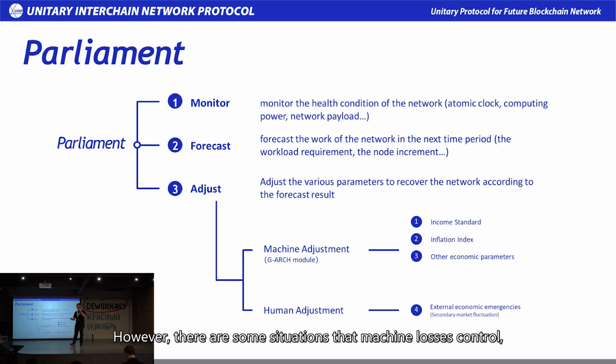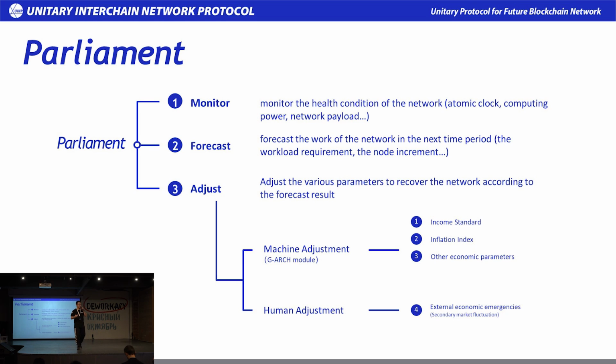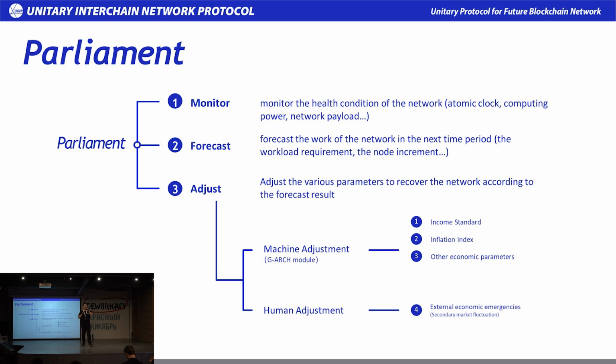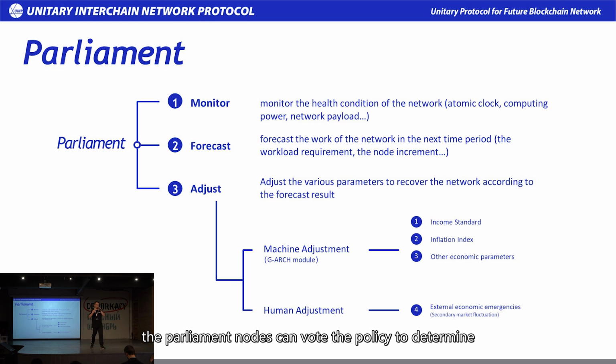However, there are some situations where the machine loses control. The human adjustment works. For example, when external economic emergencies happen, the Parliament nodes can vote on the policy to determine the strategy to face these external economic emergencies.